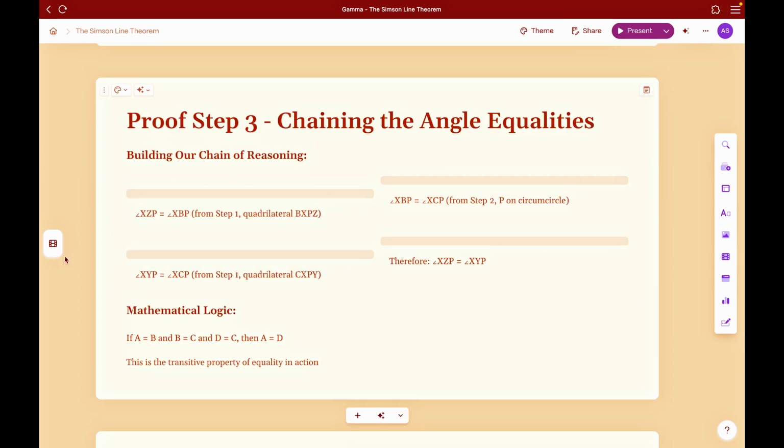Our third step of the proof is chaining the angle equalities. So XZP is equal to XBP, XYP is equal to XCP, those are from step 1, and XBP is equal to XCP, so that means XZP is equal to XYP. And this is just the basic mathematical logic behind it, and it is the transitive property of equality in action.